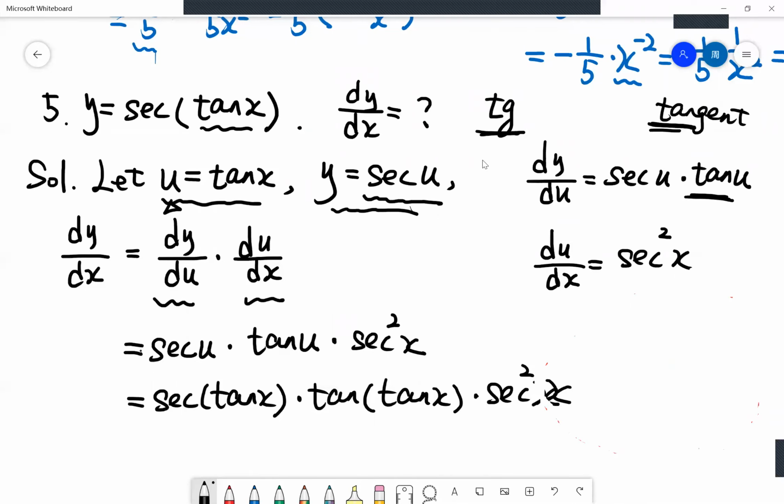Any questions here? Yes, Laoshi, I'm a bit confused about where you get that secant squared x. It's from the formula we have calculated last week.